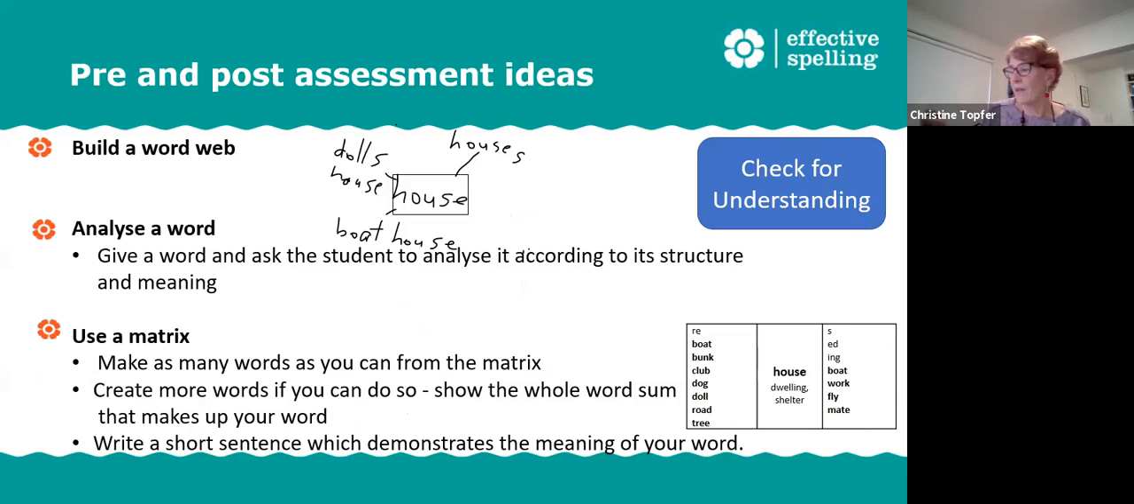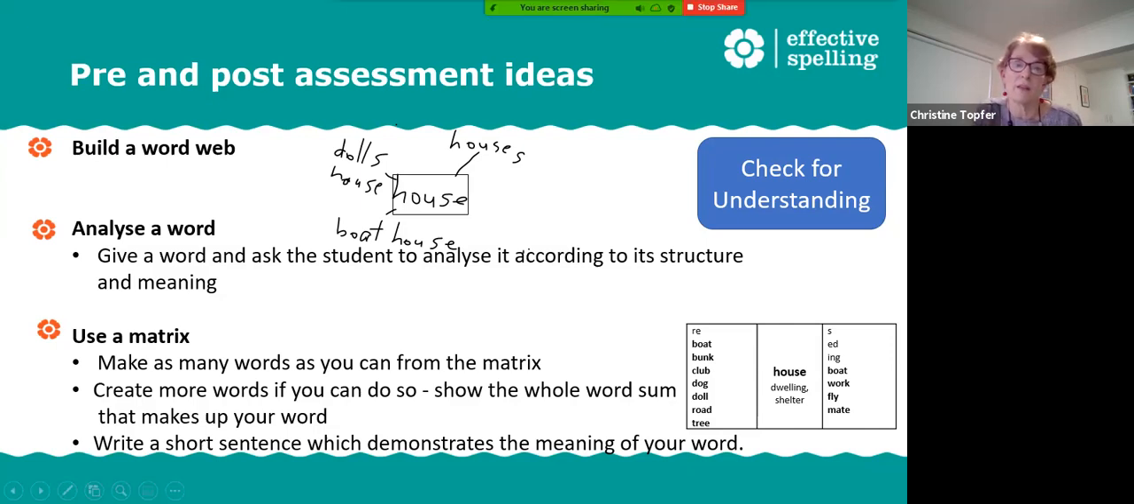So we also have in our sample learning sequence pre and post assessment ideas. So for Emma, she just started by asking them to think about what words might be related, but she could equally ask the children, post the assessment, to create their own, as an example here, their own word web. So we've been talking about the base house. For this particular one, it's actually a word, it's house. What other words have you learned that are related by meaning and structure?